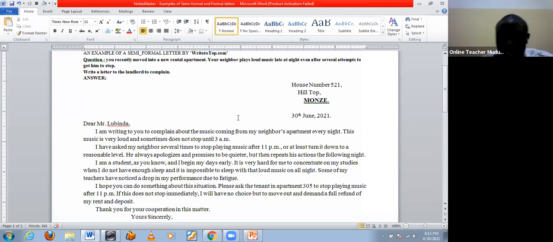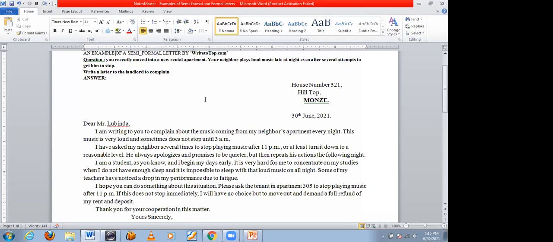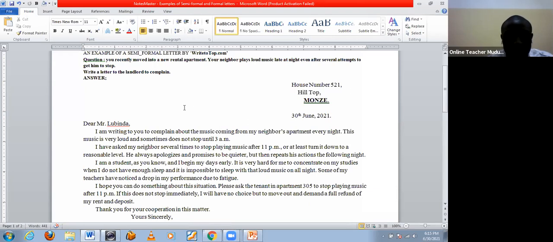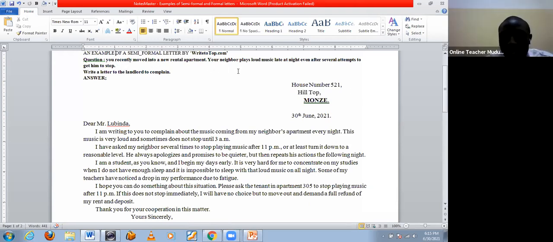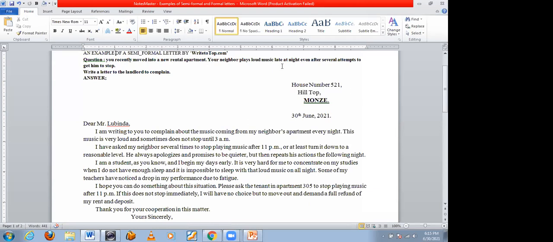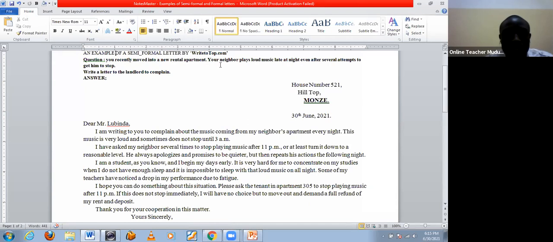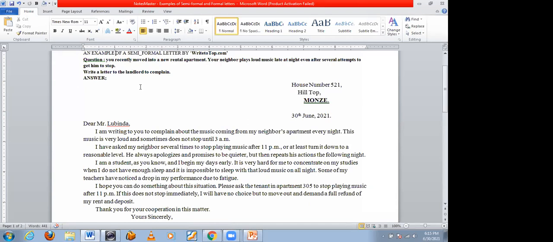Okay, so let's look at an example of a semi-formal letter. Like I mentioned, I found this letter quite interesting. I found it on writetotalk.com. So I just made a few additions here and there. So the question was, you recently moved into a new rental apartment. So you recently moved, right? Your neighbor plays loud music late at night, even after several attempts to get him to stop. Write a letter to the landlord to complain.